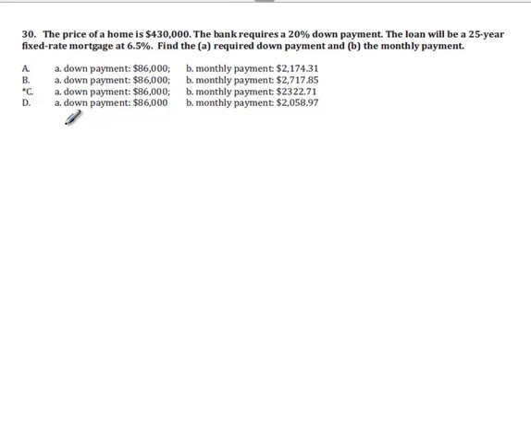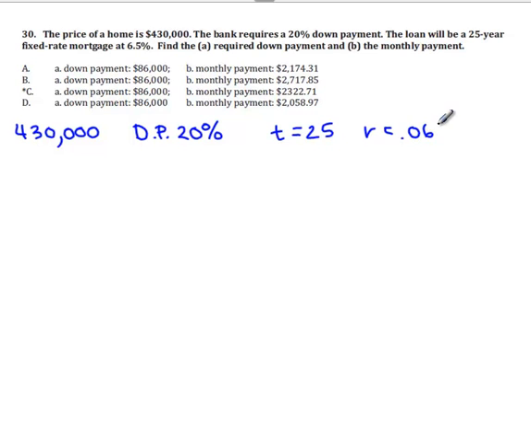So let's first write down what we know. The house is $430,000. Our down payment has to be 20%. So we can calculate that by multiplying 20% times 430,000. The time is 25 years. The rate is 6.5, so 0.065. And it is a monthly payment. That means it's going to be compounded 12 times a year.